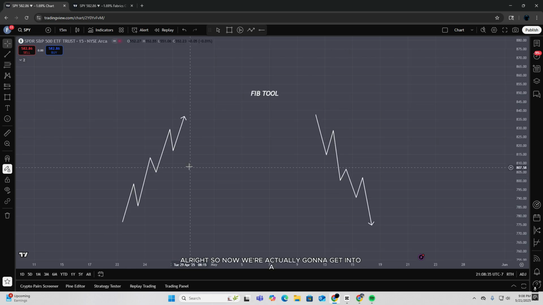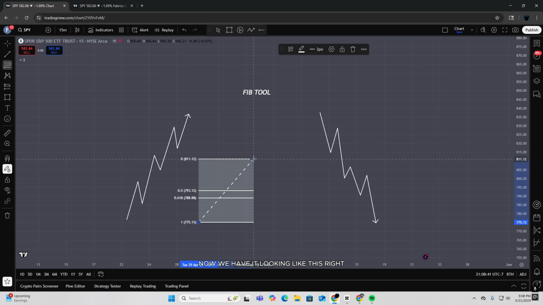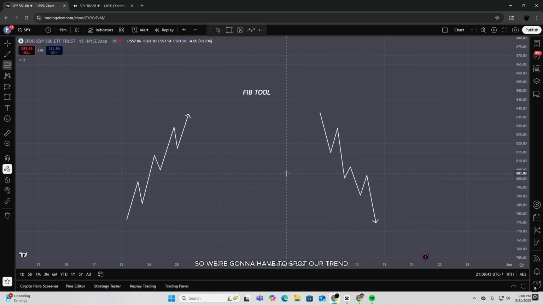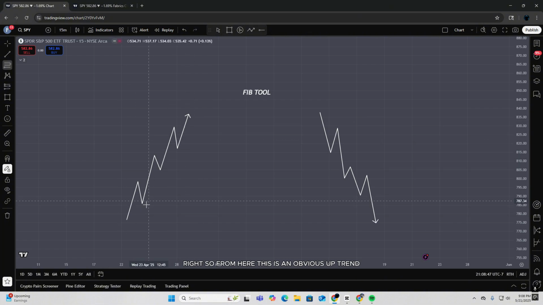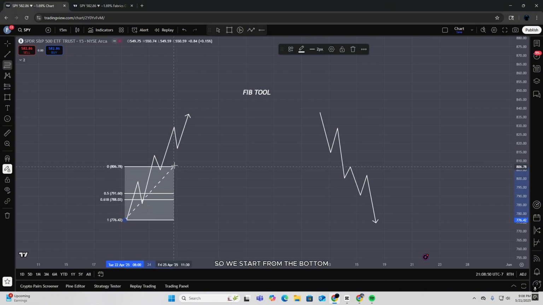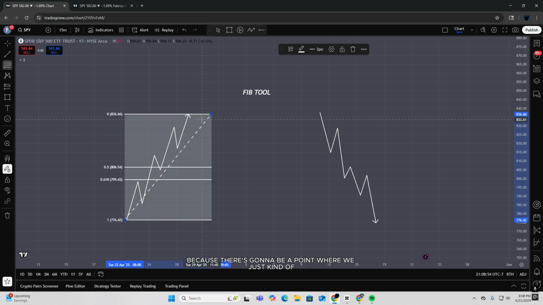All right, so now we're actually going to get into how we're going to use our fib tool. Now we have it looking like this. So we're going to have to spot our trend. We have to know if we're uptrending or downtrending. From here, this is an obvious uptrend. So we start from the bottom and go all the way to the top. You're going to tell the top because there's going to be a point where we sell off and stop inserting the higher high.